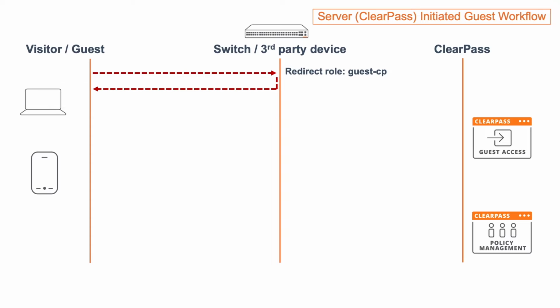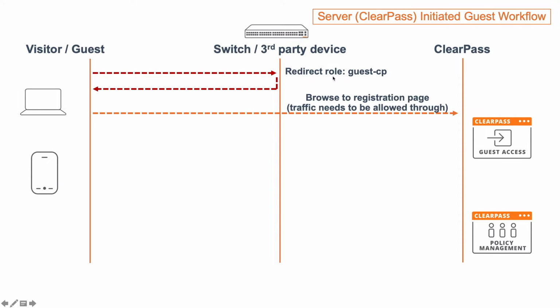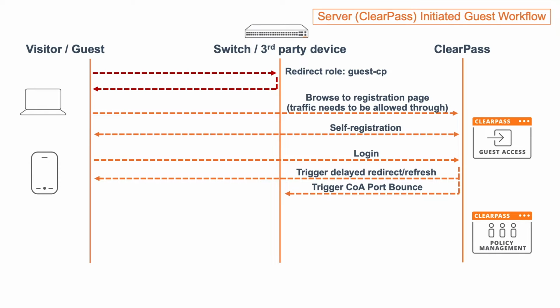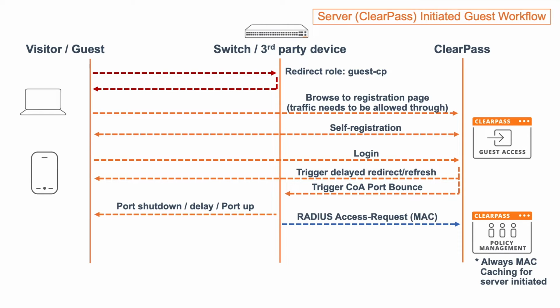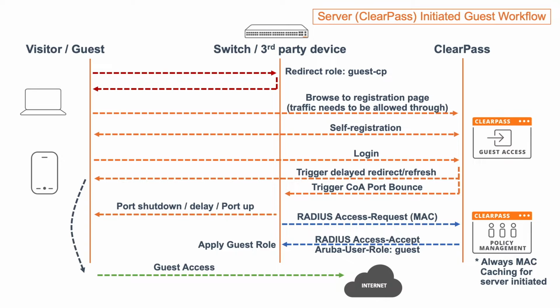So what we will need to do is have a MAC authentication to return the guest-cp role to redirect to the captive portal. Then the client will do the redirect, self-registration, login. Then we need to create a web authentication service to trigger a COA port bounce. And after that the switch port will go down, go up. It will trigger a new MAC authentication, and then we need to do the same MAC caching like we did for the wireless. And based on that, we can allow access to the guest role for that user. And then the user will have internet access. Let's get started and build that.